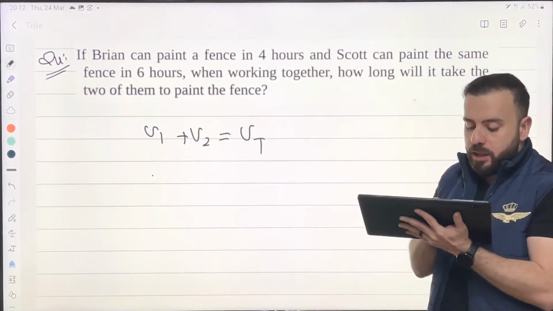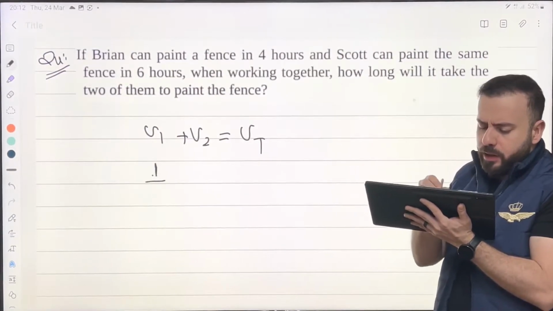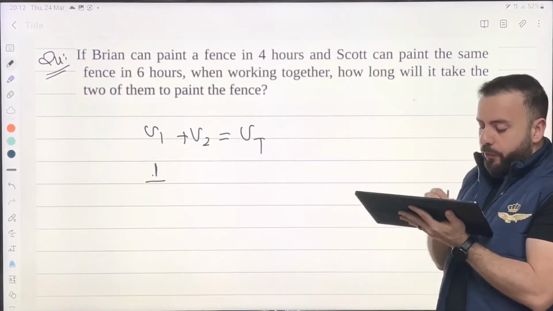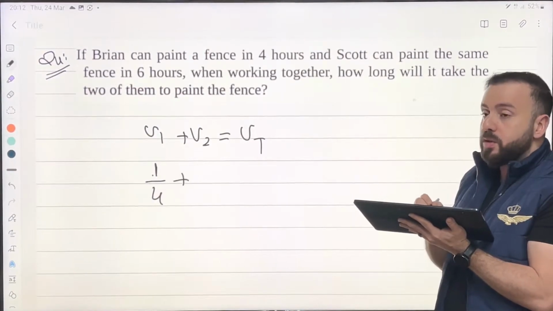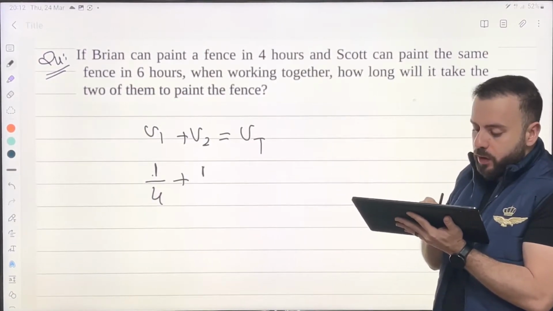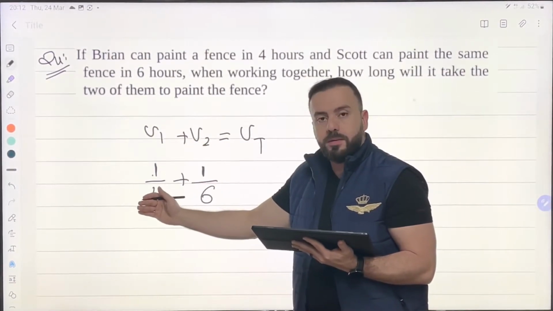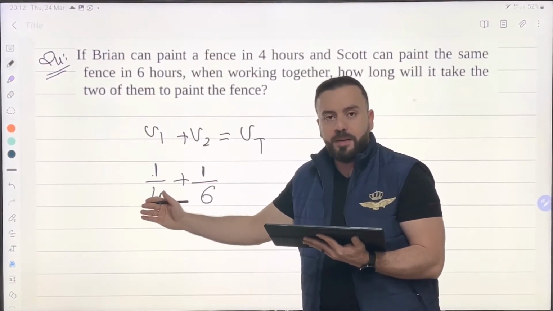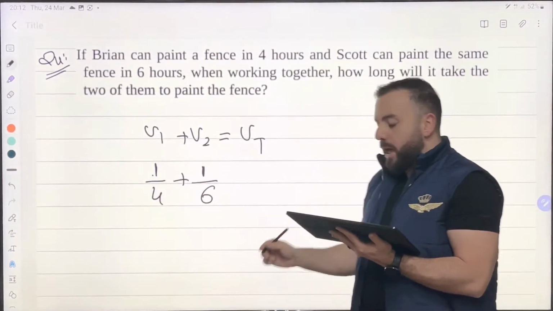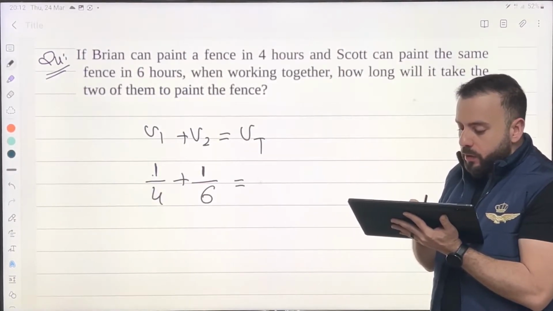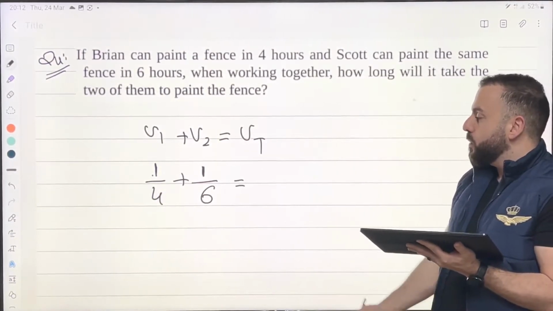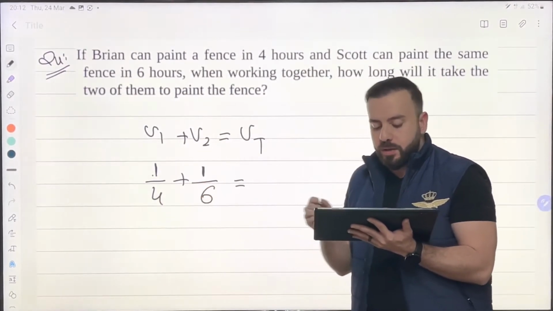That's my speed. So Brian does one job in 4 hours. What about Scott? He's doing the same job in 6 hours. So it's something over time, which is a rate, the speed of doing something. And that gives me the total speed for them. So how do we add fractions?